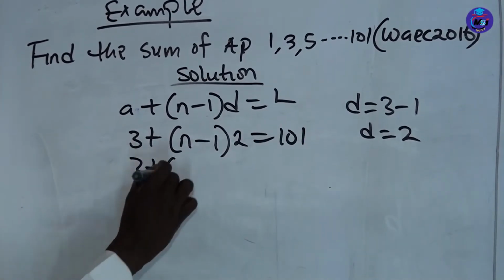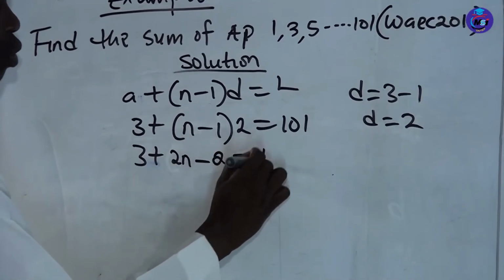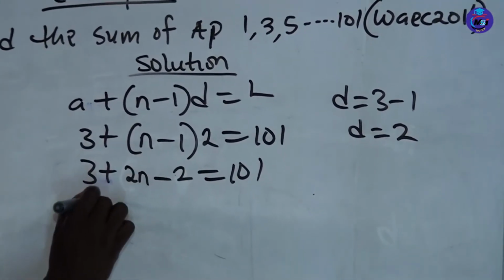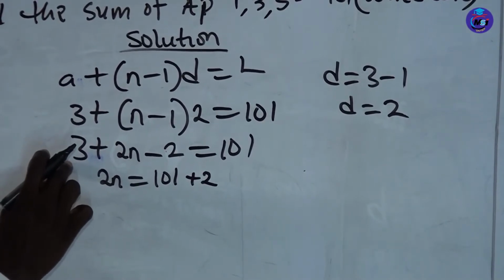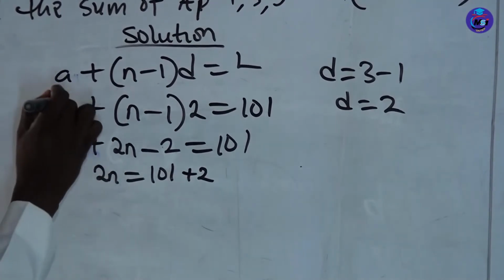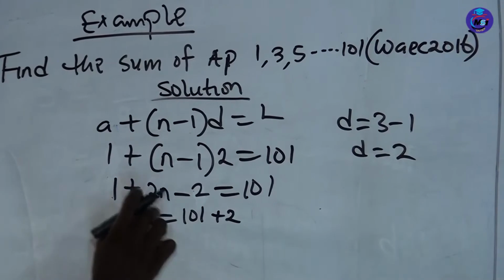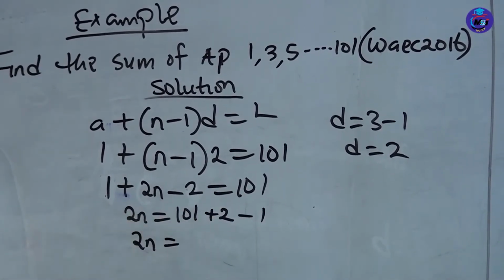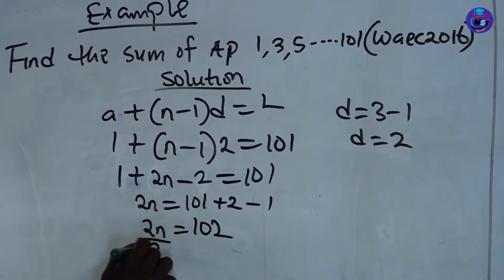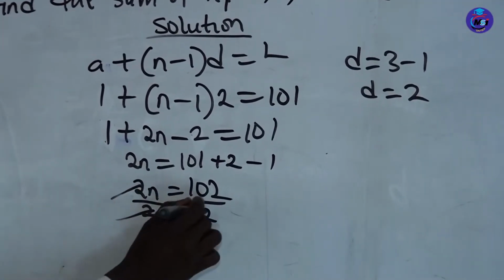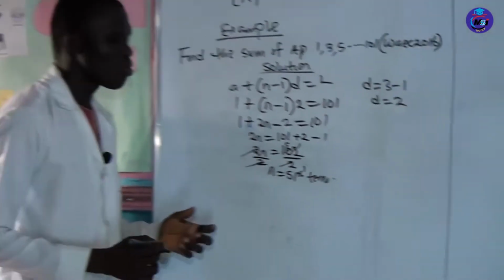So a plus bracket 2 times n will give us 2n, minus 2 times 1 will give us 2, equals 101. Now we collect the like terms. 2n will be 101. Pardon me, a is 1. Pardon me for that. You know we have a as 1 here. Thank God I got it at the right time. This one will be minus 1. So 2n is going to give us 101 plus 2, which is 103, minus 1, which gives us 102. So you divide this by 2, divide this by 2. This will cancel this, and will give us 2 here 1, 2 here 5, 2 here 1, which gives us 51. Now we've gotten our n.